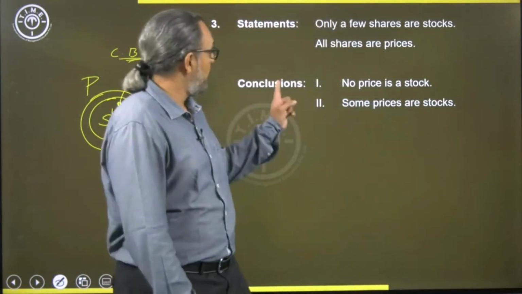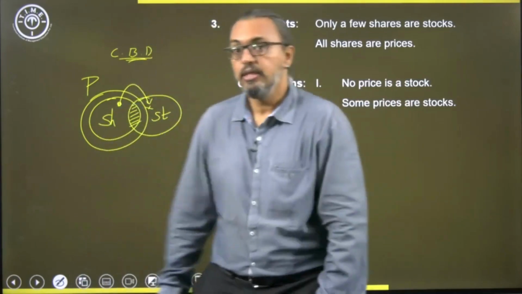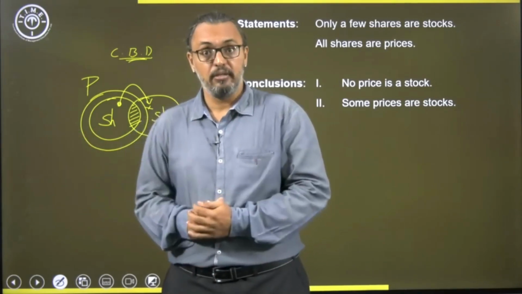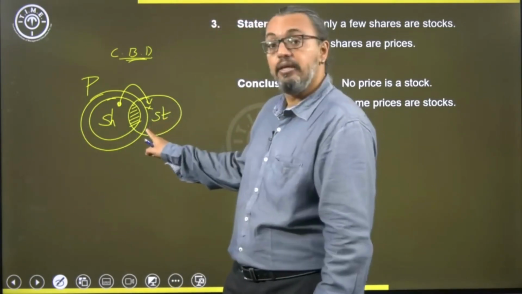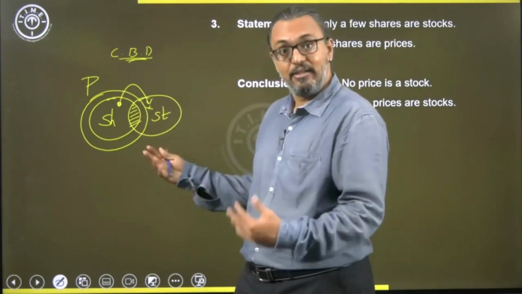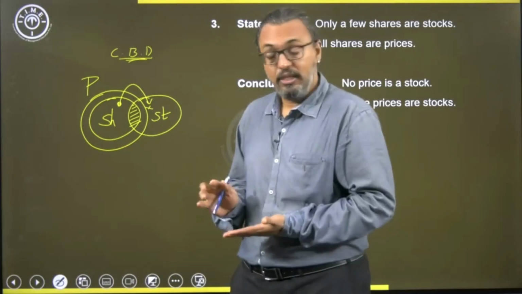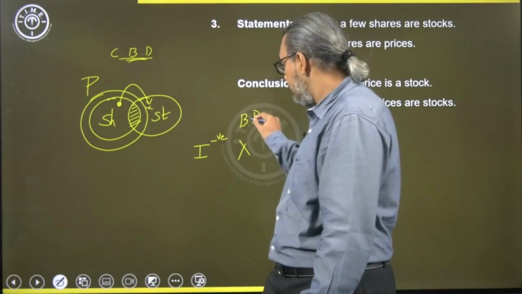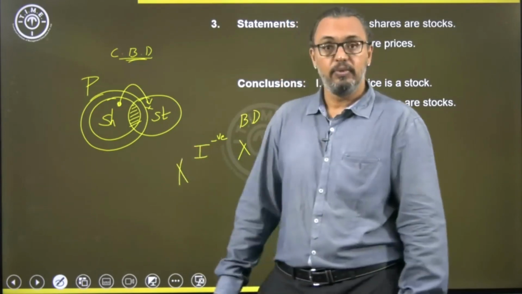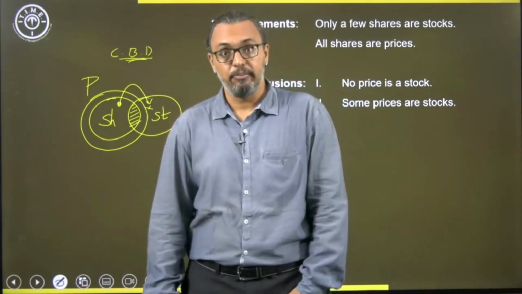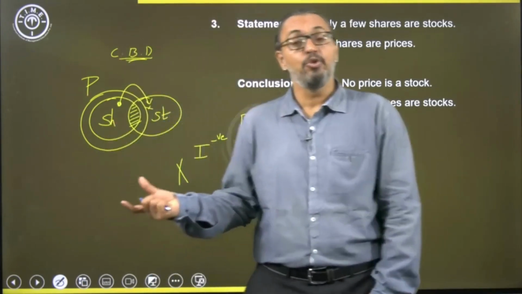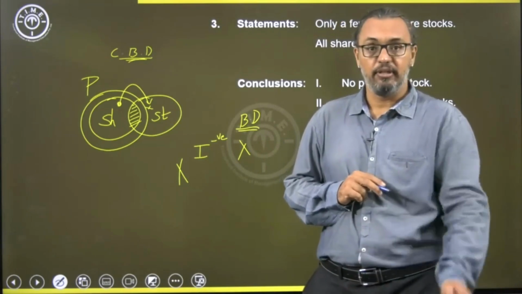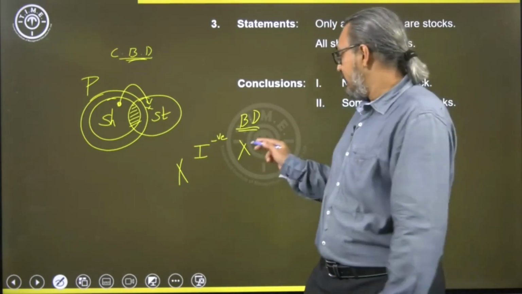Correct? Now when you look at the conclusions, the first one says no price is a stock. How do you draw no price is a stock? Price should be a separate circle, stock should be a separate circle, with no overlap between the two. But what is happening here? The P circle and the ST circle, that is the stock circle, are already overlapping with each other. So it is a negative conclusion which fails your basic diagram. So straight away you can say it does not follow. You don't have to go to the alternate diagram and take a complementary pair. The complementary pair comes into the picture only when it satisfies your basic diagram, a negative conclusion, but otherwise it will never.